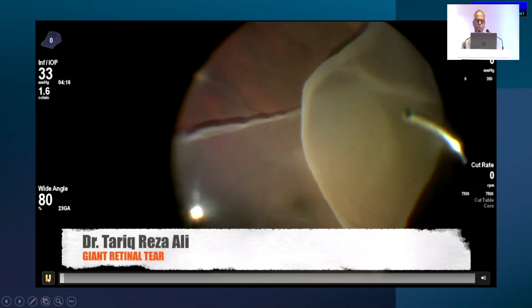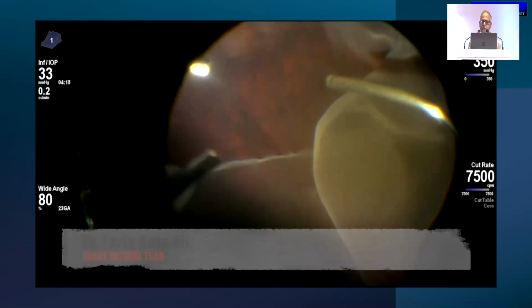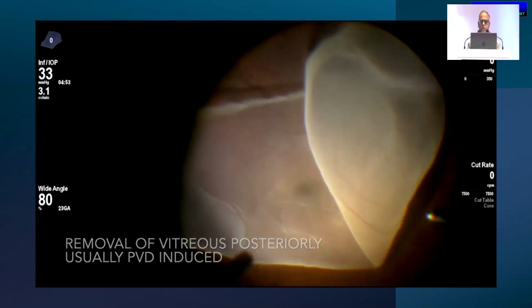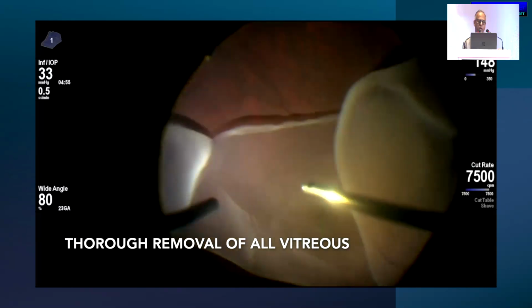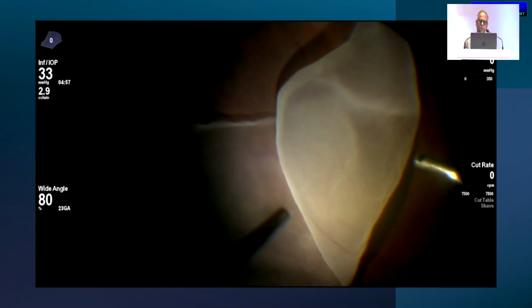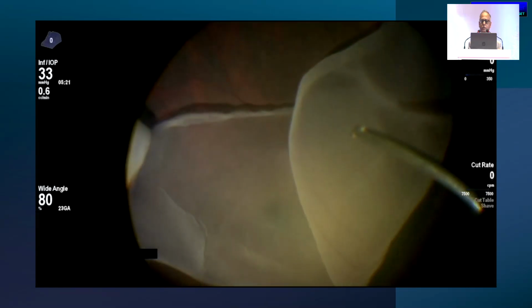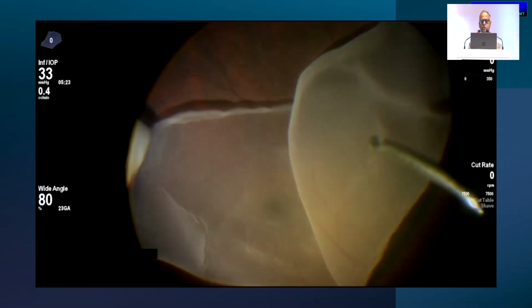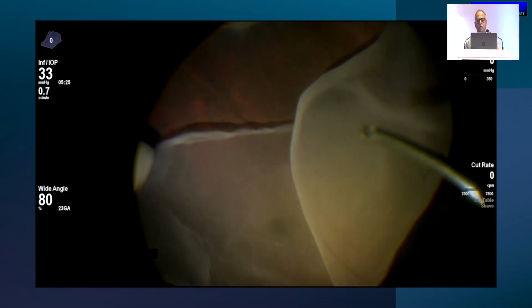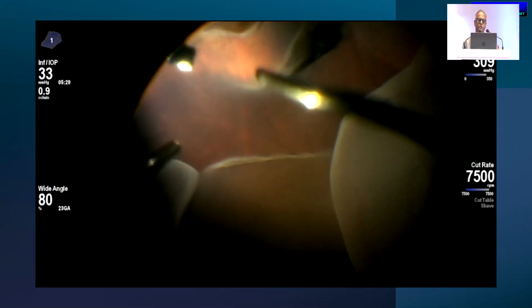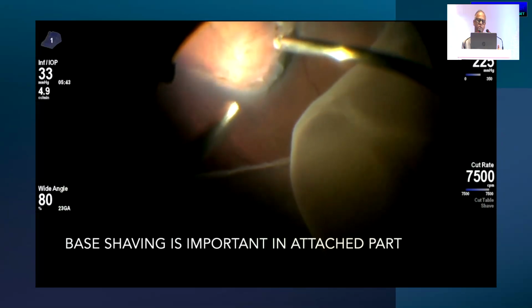You see, we are removing the vitreous, and in this case the posterior vitreous is usually already detached. Here also it was detached, and we are removing all the vitreous throughout the retina. Our assistant helps us to remove the vitreous along the vitreous base. We are removing all the vitreous which is attached.